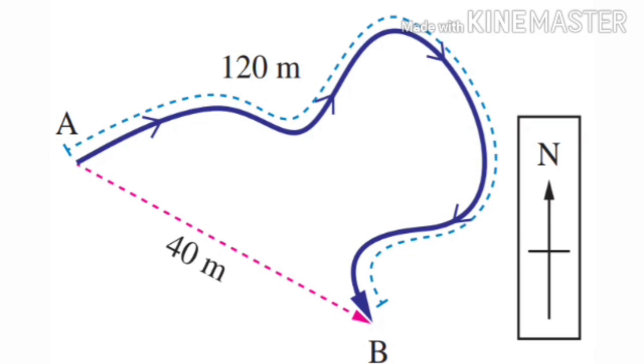Another example for displacement. Look at this picture. This picture shows the path of an object traveling from A to B. Listen, in that, the total distance traveled by the object is 120 meters, but the shortest distance between A and B is 40 meters. So the distance traveled by the object is 120 meters, but the displacement of the object is 40 meters.